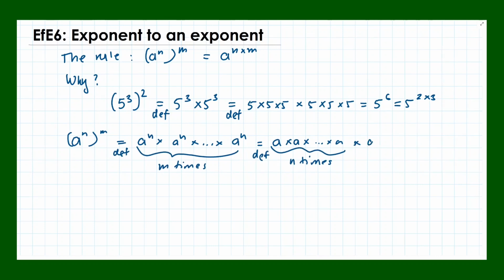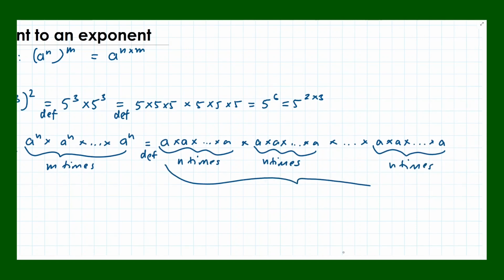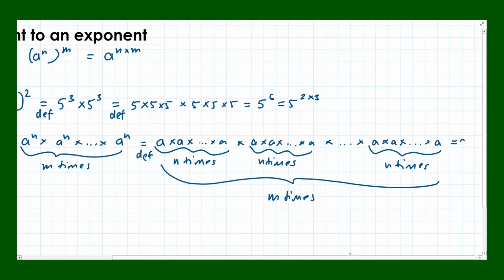Well, I've got a few more of those. And I'm afraid that's going to be a bit of a long writing. And again, I have to keep repeating this pattern. And the last one is again going to be a times a times a, again, altogether n times. Now, how many of these do I have? I have got altogether m of them. So again, I've got m lots of n times multiplying a by itself. That's basically a to the n times m.